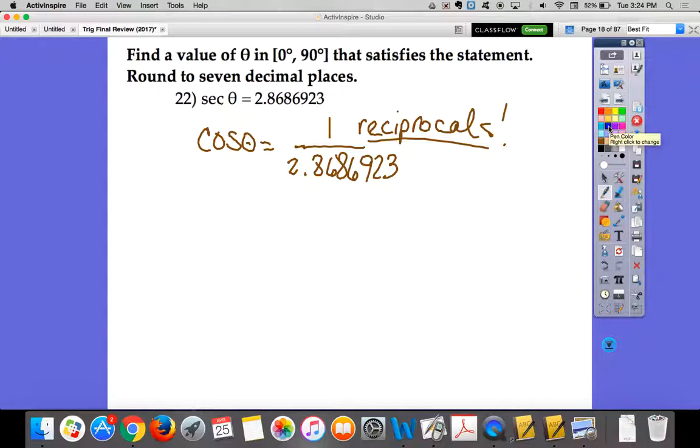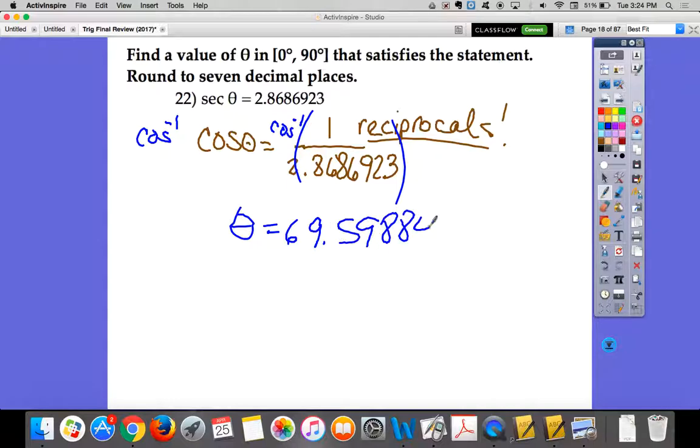Remember, to get rid of the cosine, you have to do inverse cosine, and you have to do it on both sides, which means you guys are going to use your little second button. So you're going to hit second cosine, 1 divided by 2 point, and then you just start typing all that craziness. Okay, and I'm going to get 69 point, and they want 7 decimal places. So here goes. 598848. 1, 2, 3, 4, 5, 6. And then my 7th one is a 1, but the 8th one is a 9, so I got to round him to a 2. So that's specifically what they asked for.